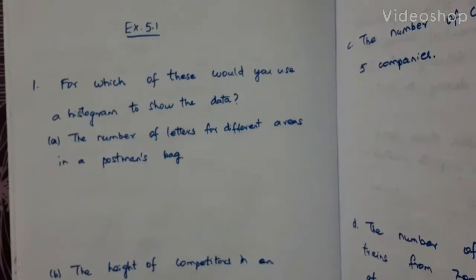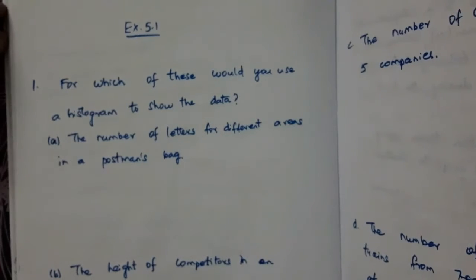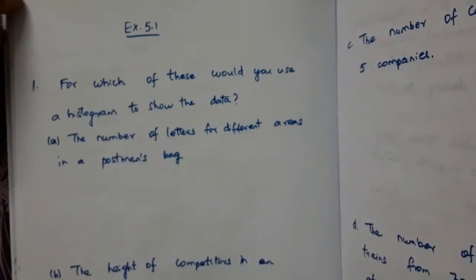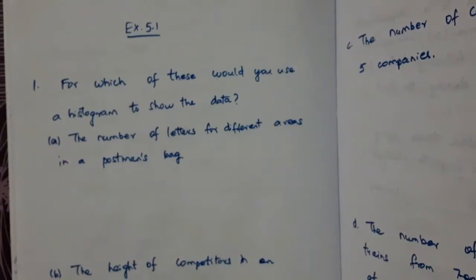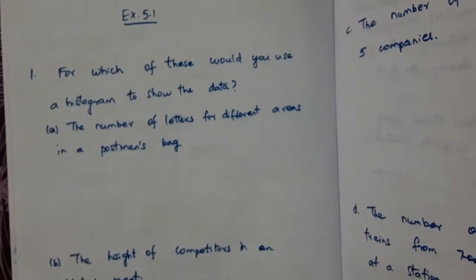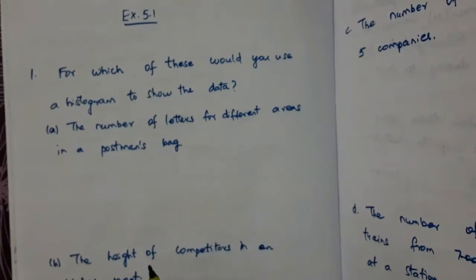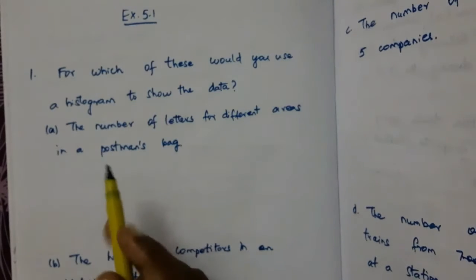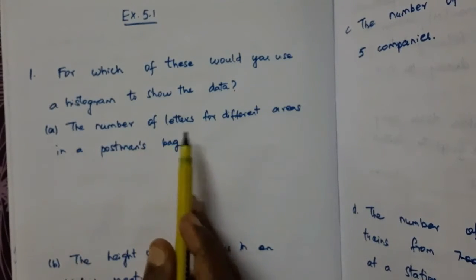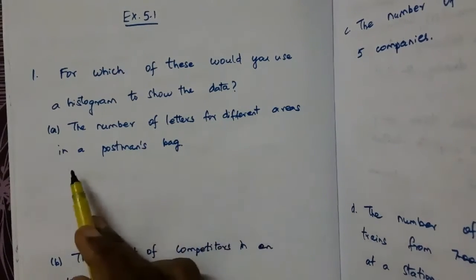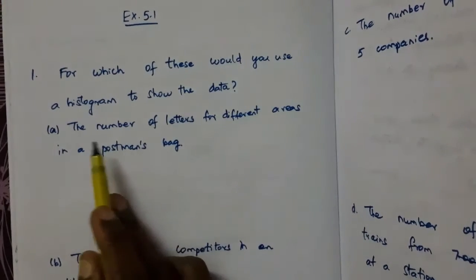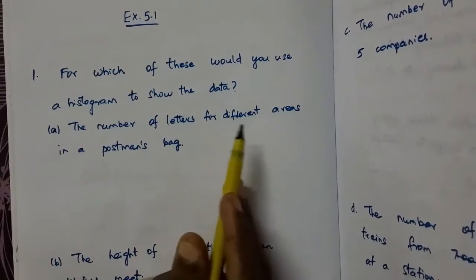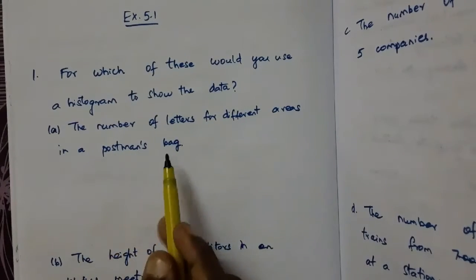Good morning. Now we will start with exercise 5.1. For which of these would you use a histogram to show the data? So the question is whether it is possible to draw a histogram for this data. The number of letters for different areas in a postman bag. So the information is the number of letters for different areas in a postman bag.